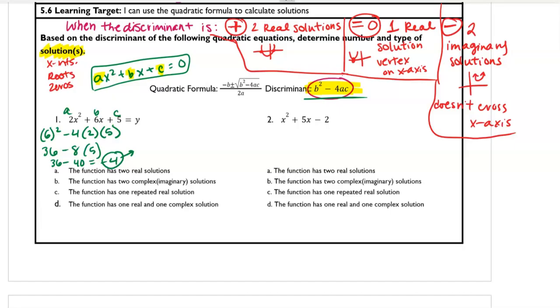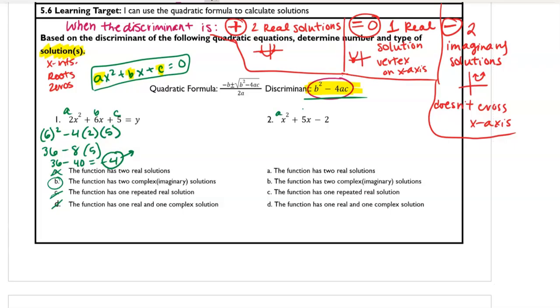So which one of these answers says that? Has two real solutions? No. The function has two complex imaginary solutions? Yes. One repeated real solution? No. The function has one real and one complex solution? No. All right, let's look at the second one.